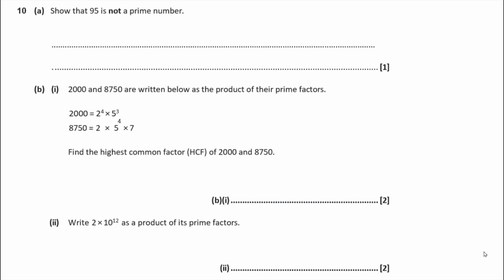Show that 95 is not a prime number. Okay, well, all we need to do to show a number is not a prime is that another number divides into it other than 1 and itself. And it ends in a 5, doesn't it? So clearly it's going to be divisible by 5.